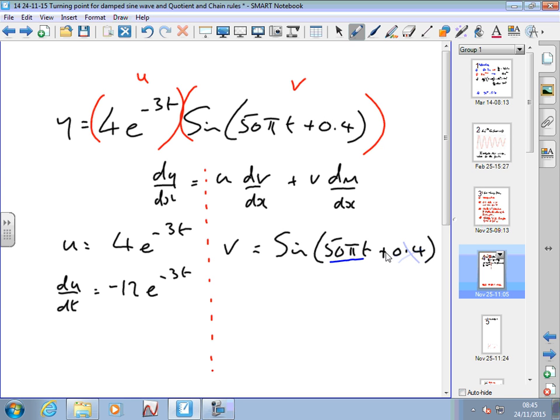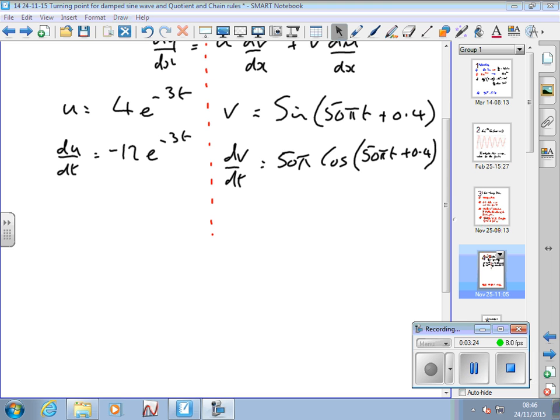So that's what I do when I differentiate this. The differential of v with respect to t. Well, what's the number in front of the t inside the sine function? 50 pi. So that 50 pi comes out, and the sine changes to a cosine, and the rest stays the same, 50 pi t. But the 0.4 has got to stay in there. So that's what happens when we differentiate it.